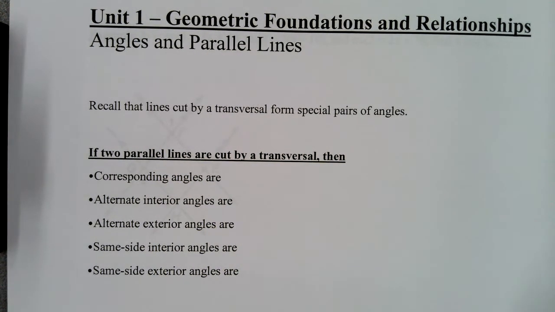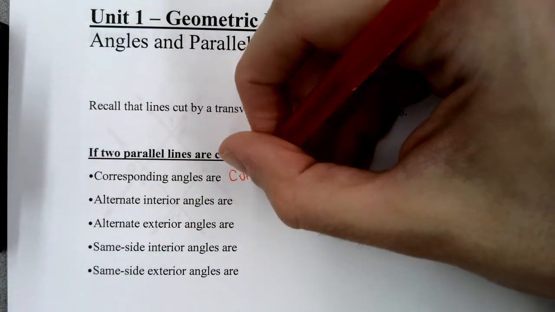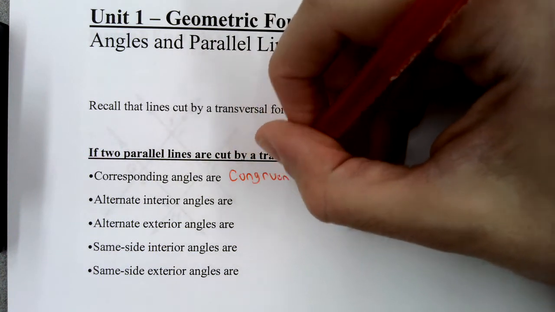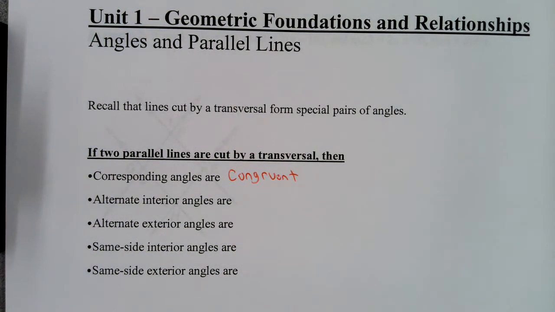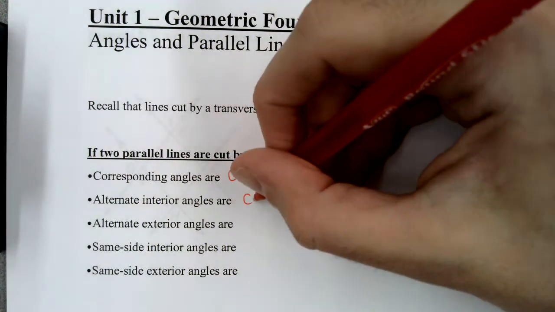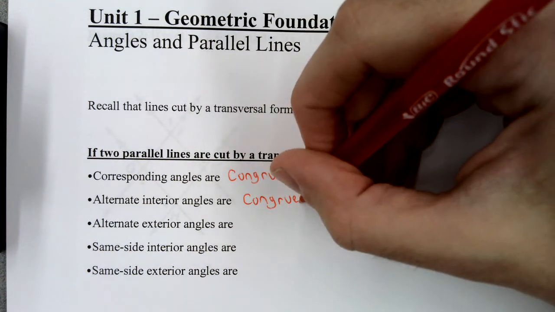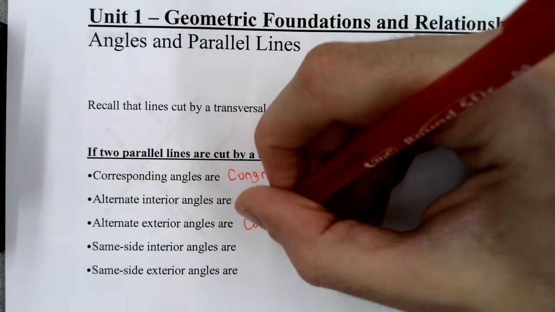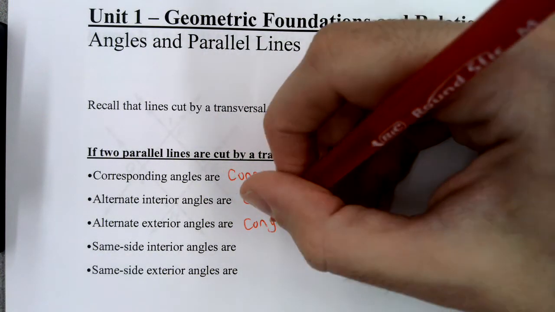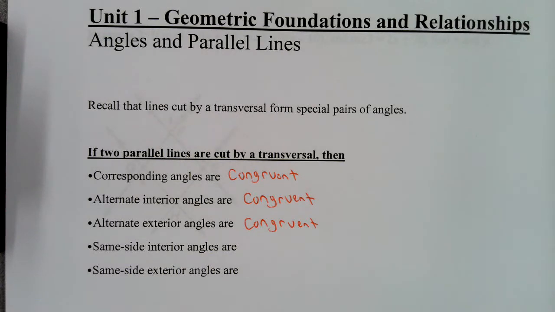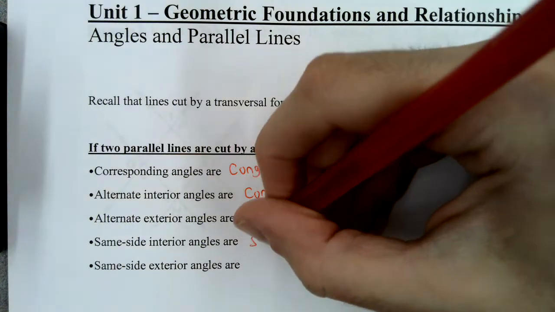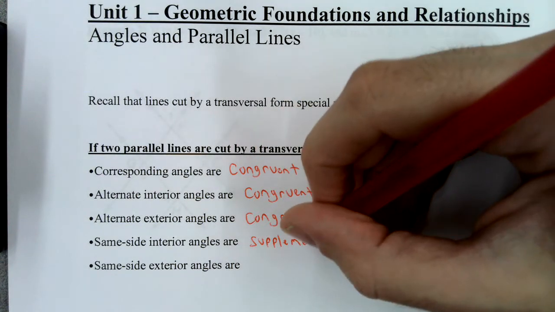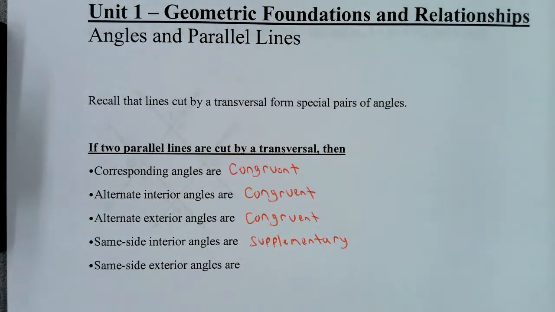The corresponding angles are going to be congruent. That means they have the same angle measure. The alternate interior angles are going to be congruent. The alternate exterior angles are going to be congruent. The same side interior angles are not going to be congruent, but they're going to be supplementary. That means they add up to equal 180 degrees, remember?